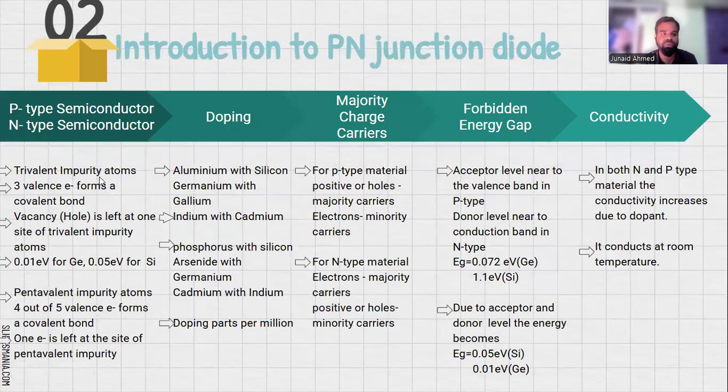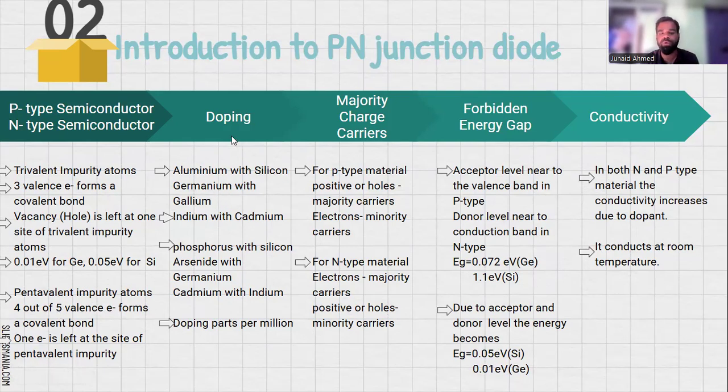So trivalent impurity gives a P-type semiconductor. Three electrons make covalent bonds with the neighboring atoms. One is left here, so this is a hole. And pentavalent impurity makes N-type semiconductor, in which four electrons make covalent bonds with the neighboring atoms. One electron is left over here, which moves through the material freely.